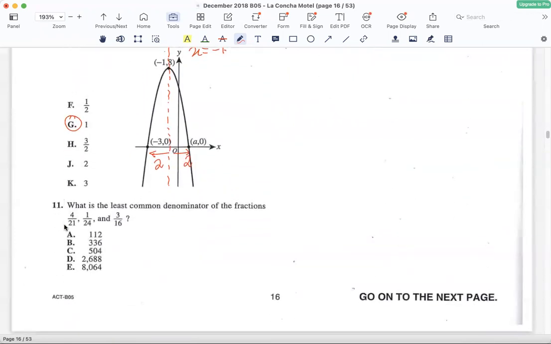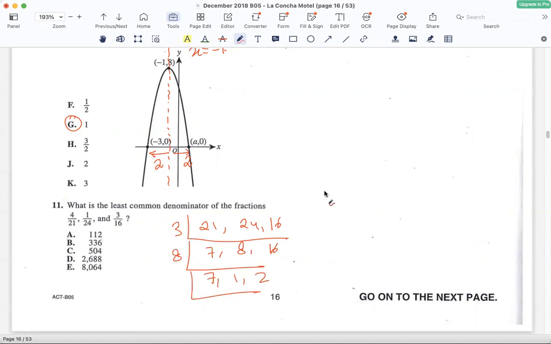What is the least common denominator of these fractions? 21, 24, and 16, right? Okay. Yes. So 3 sevens are 21, 3 eights are 24, and 16 is 8 twos. So that's 8 threes are 24 into 7 into 2. So 7 fours are 28, carry 2. 168 into 2, 6, carry 1, 336.